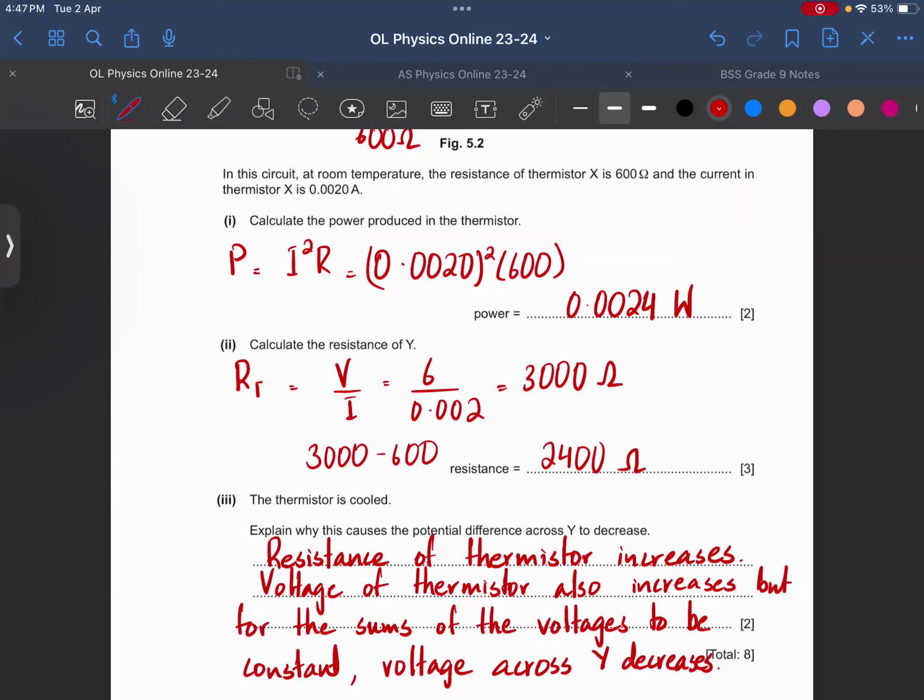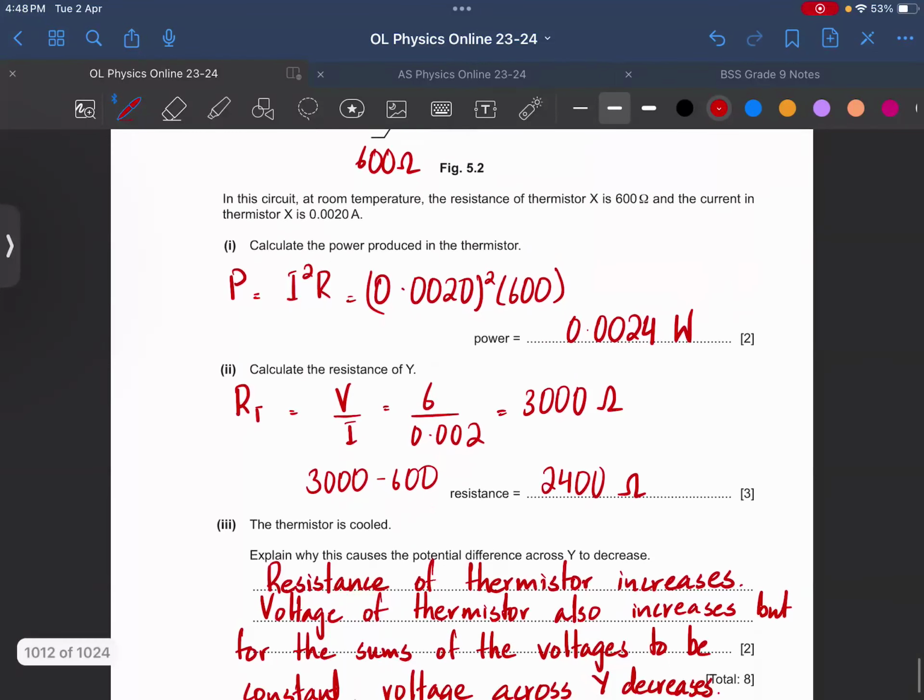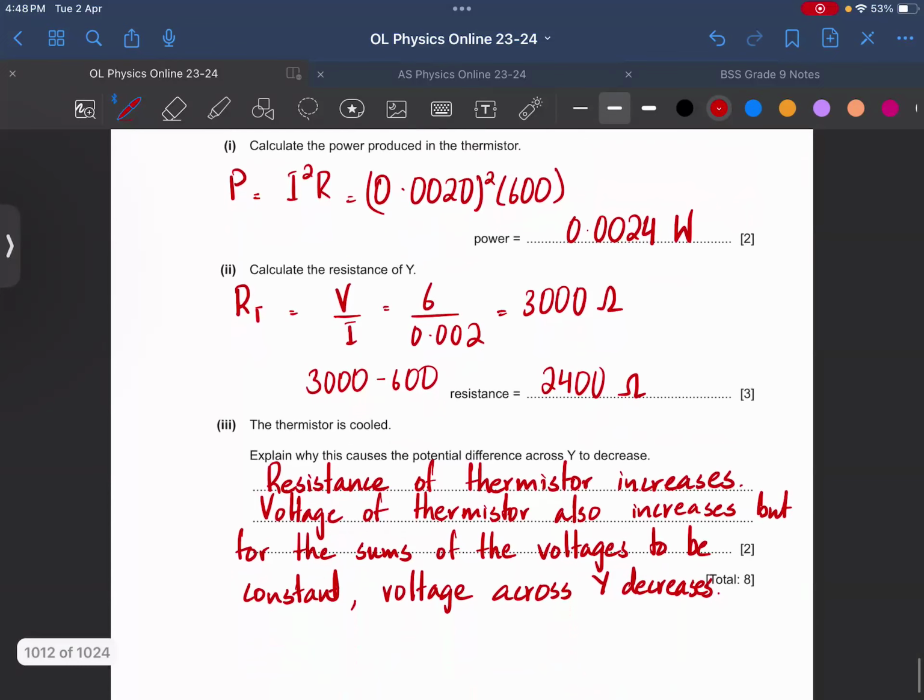You can also do many more. You can also say that resistance increases. So when temperature falls, resistance increases, current decreases. So by V equals IR, the voltage would decrease. You can say this too. Okay? So the potential difference, or the voltage, I have said here that this increases across X, so it should decrease across Y. All right, done.